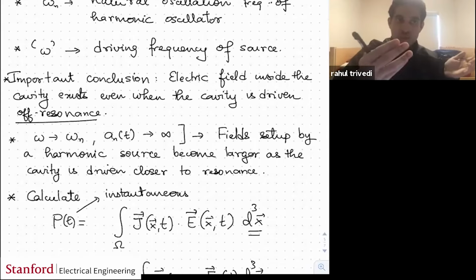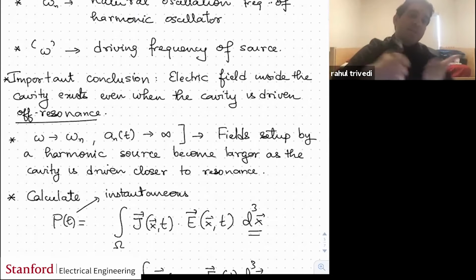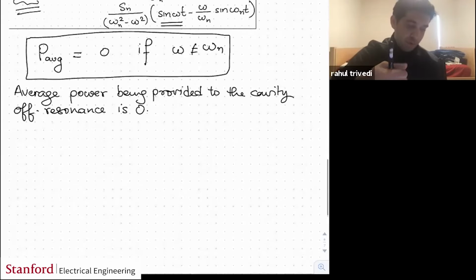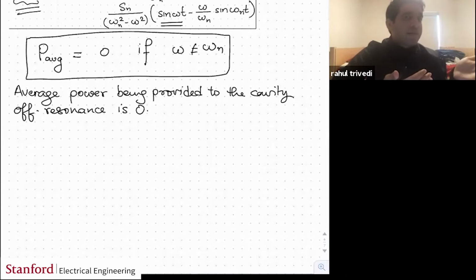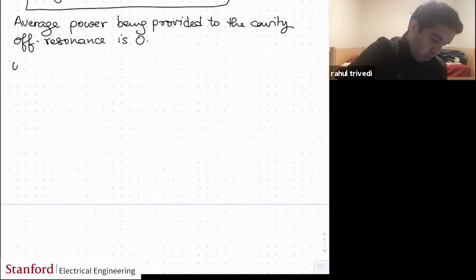Of course, the moment you change loss, this picture will change, because then the source will have to deliver power in order to account for the loss mechanisms, right? So it would have to deliver power that is then being dissipated by the loss channels. But if you ignore any losses, then it doesn't deliver any power if it is off resonance, right? So this is one important conclusion. So this kind of gives us some notion of resonance. If you're not on the resonant frequency, then you don't deliver any power to the cavity, right? So what about being on resonance?